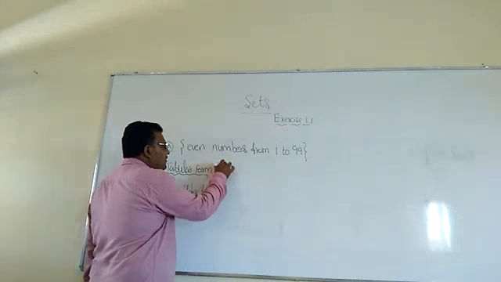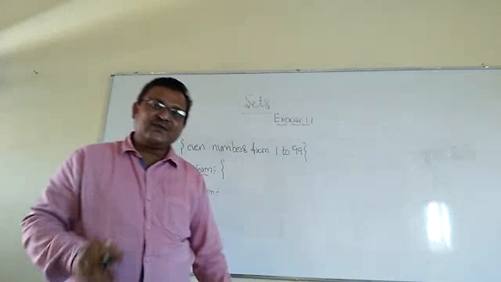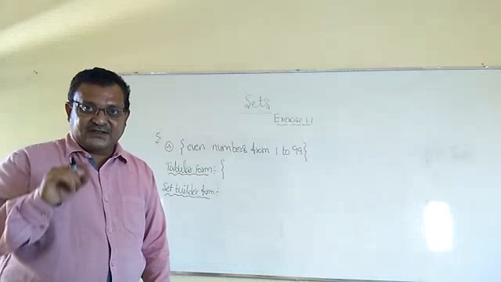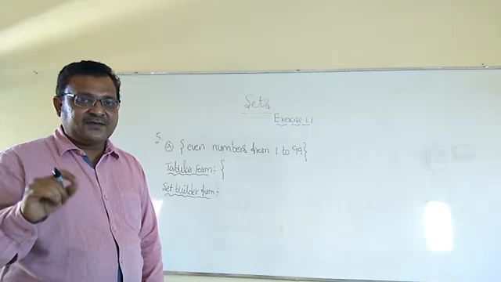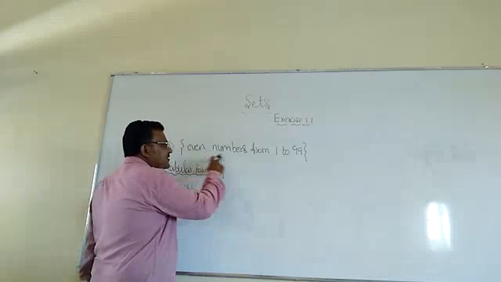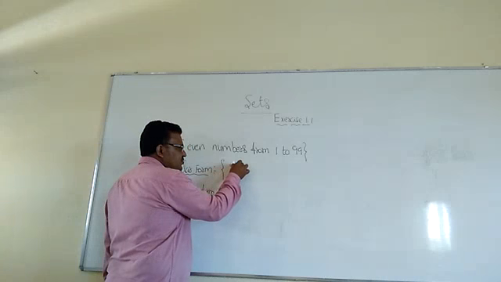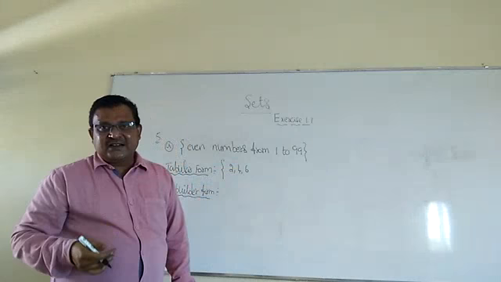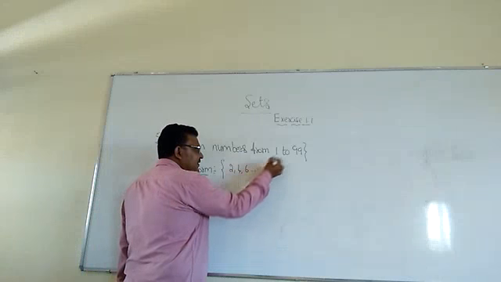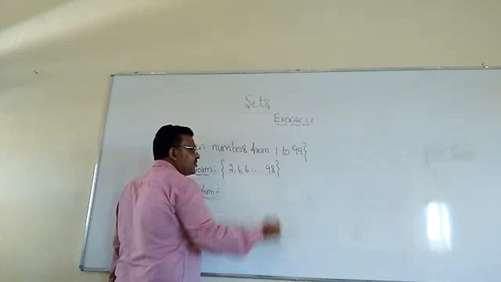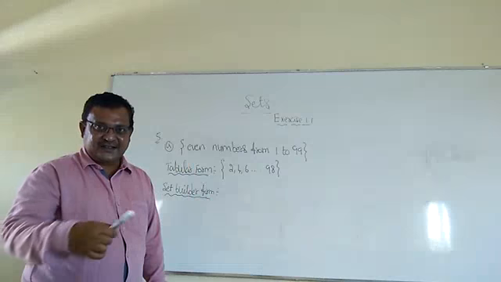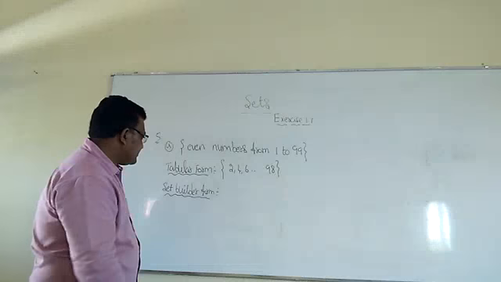Tabular form means we have to write all the elements in a list. If the list is bigger, then write the first three elements, then after that follow three dots. If the last element exists, write down the last element. Otherwise, just three dots and close the bracket. Now, even numbers from 1 to 99. The first even number is 2, 4, 6, 8, 10, 12 and so on. So many have to come, that's why just write three dots and the last one, 98. From 1 to 99, the last even number is 98, less than 100. So it is listed out.